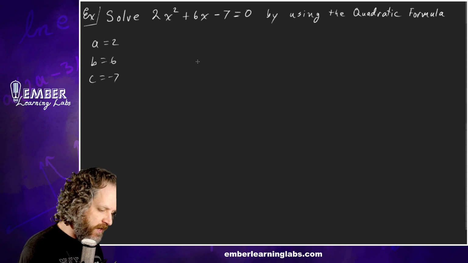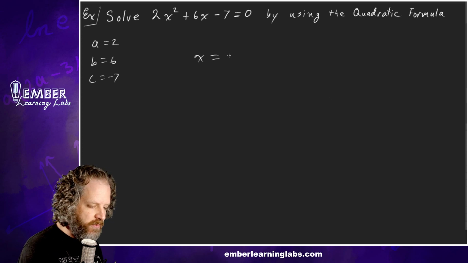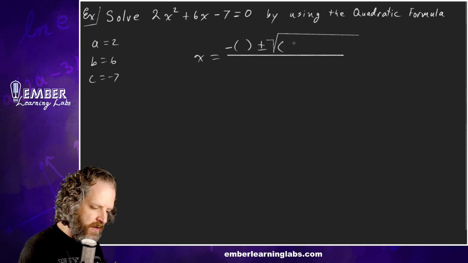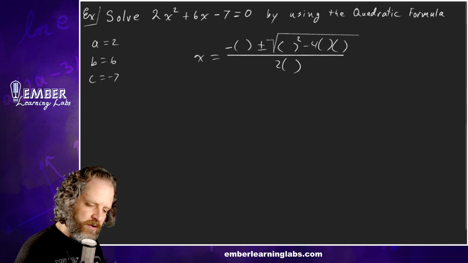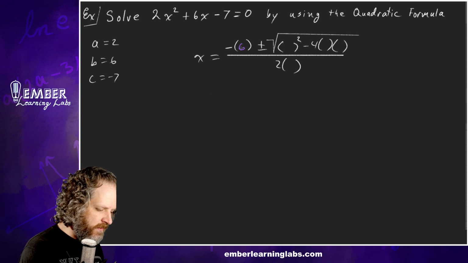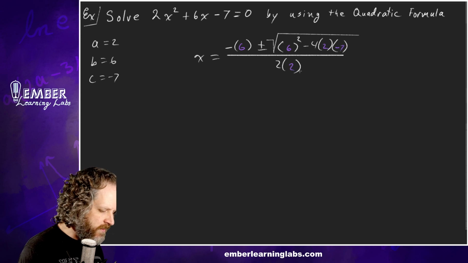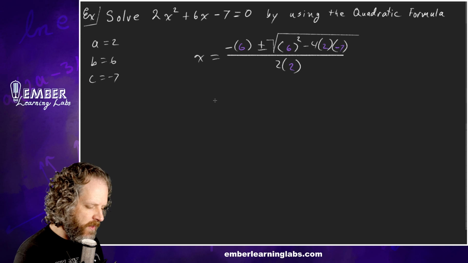So then we're going to plug it into the formula. So x equals negative b plus or minus square root of b squared minus 4 times a times c all over 2 times a. We're going to plug it in as 6 and 2 and negative 7 and 2, right?